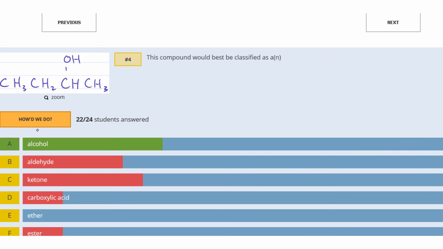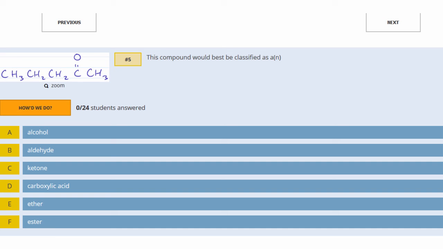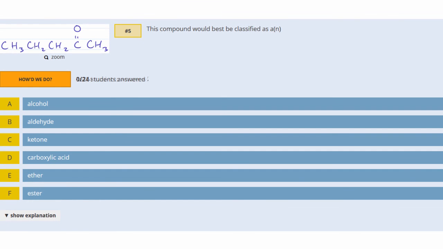Let's do the next one. Talk them over with a neighbor if you need to. Next we have this molecule. 5, 4, 3, 2, 1. So here's a ketone. That's correct. Now it's not an aldehyde. It turns out that aldehydes and ketones are very often confused with each other. But why is it not an aldehyde?